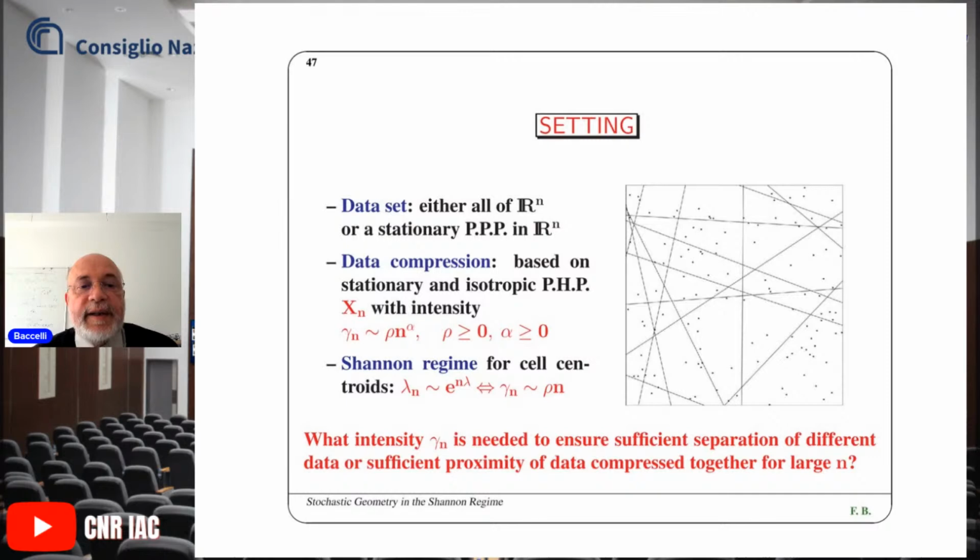Okay, and the question we ask ourselves, in this work with Eliza Aureli, is what intensity gamma n is needed in order to ensure sufficient separation of different data, or sufficient proximity of data compressed together, for large n.